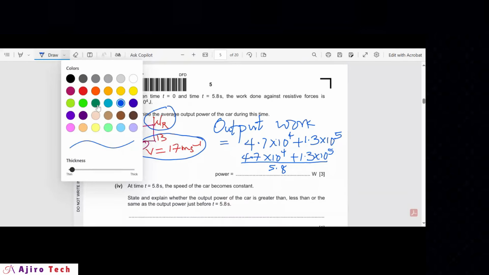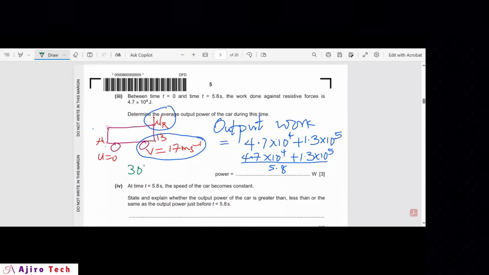It's giving us 30517.2. Now, if you follow our rule again, you can see this is 2, this is also 2, this is 2, the lowest is 2, taking it to 2 significant figures, that will give me 31, 0, 0. So that will give me 31.